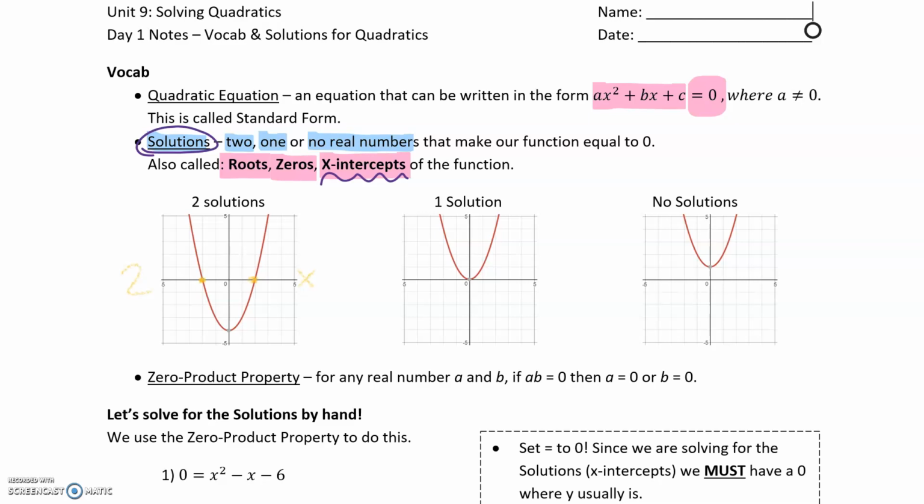On the one in the middle, we're going to see that we only touch that x-axis at that one spot. So there's only 1 solution on that one. And for this last one on the far right, this x-axis, I don't touch it at all with my graph that's graphed. So this one has no real solutions.